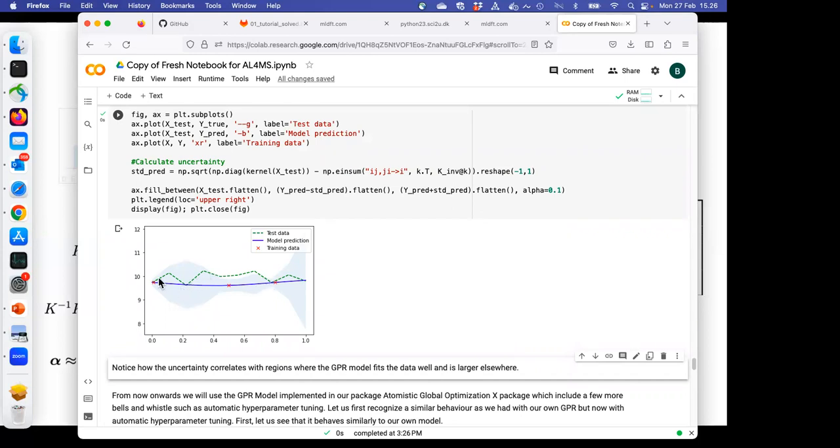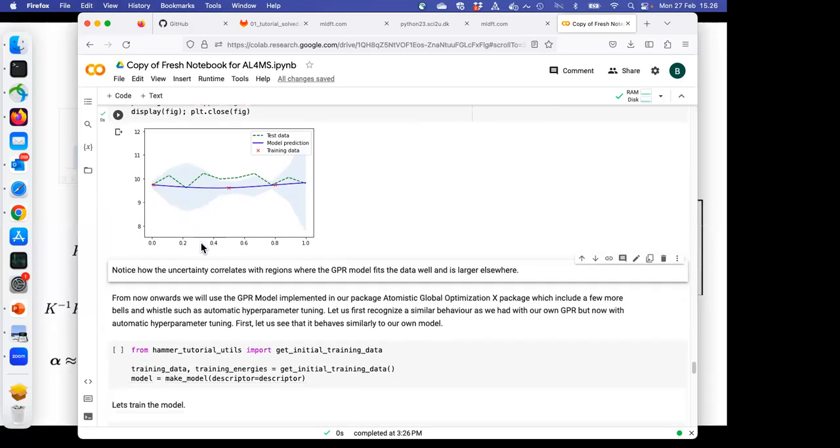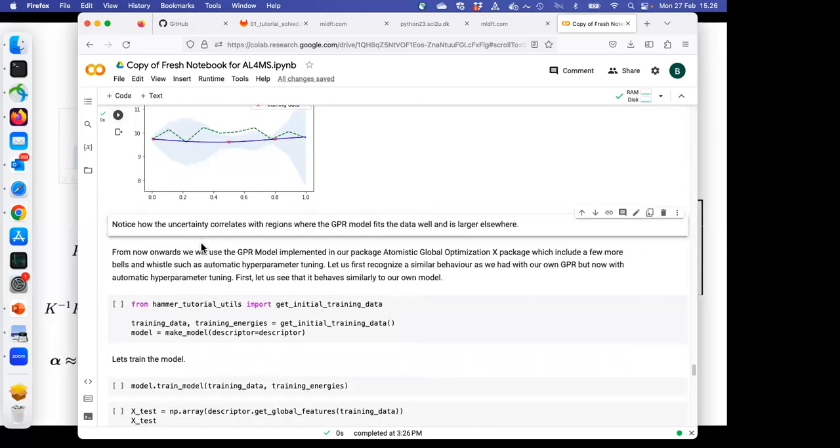And actually now our test data, the green curve, doesn't look so crazy, because that's fair enough. I mean, you have made a model based on very few data points, so it's fair enough that you're quite uncertain in those regions, and it fits nicely here.